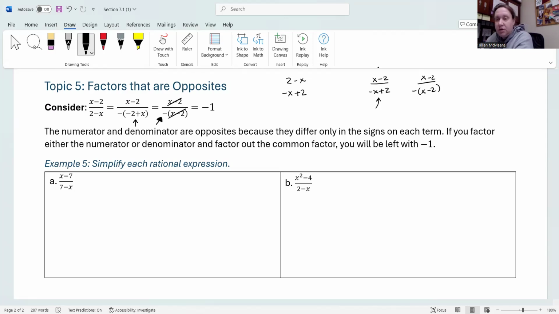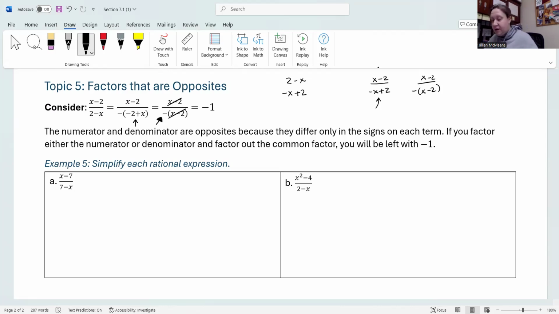So when you have factors that are opposites, if you play around just a little bit, you can do some simplifying. So you find the factor that's not in standard form, you put it in standard form, you factor out the -1 because we don't want that lead term to be negative, and then you do some simplifying, okay?